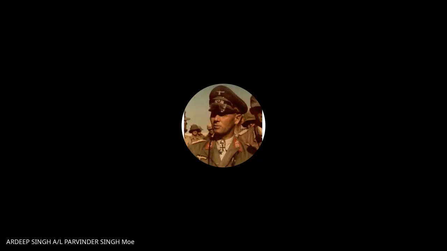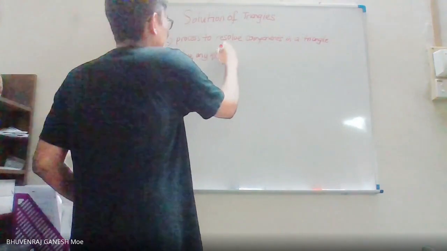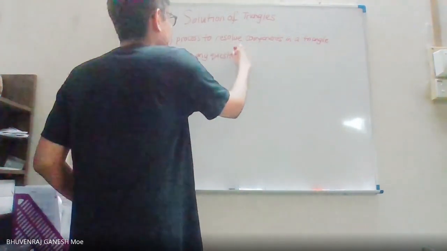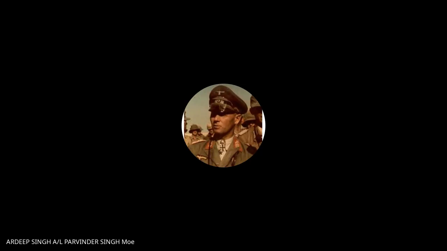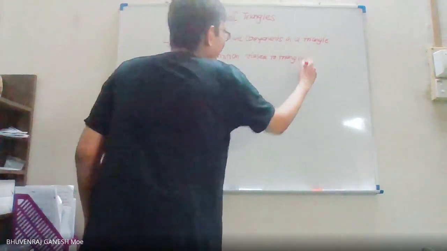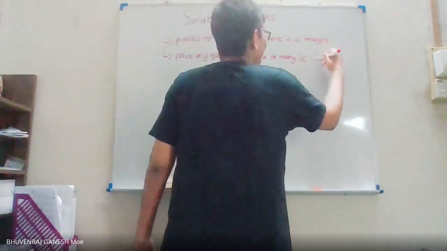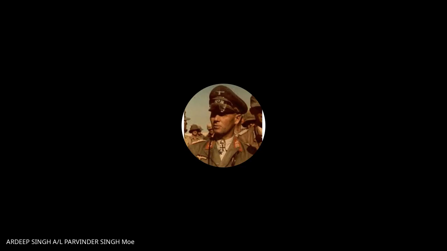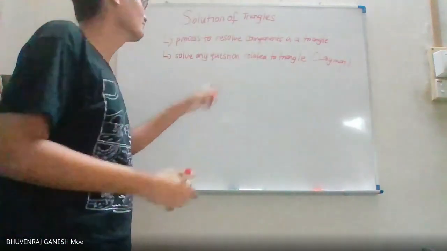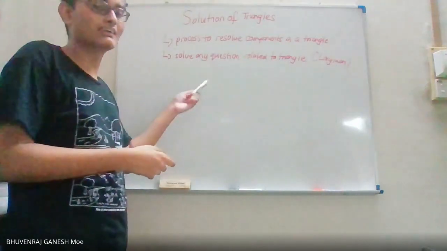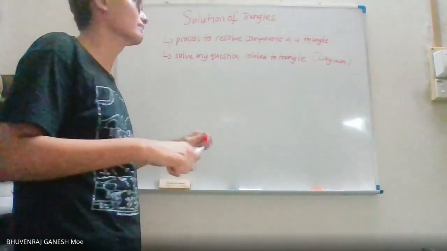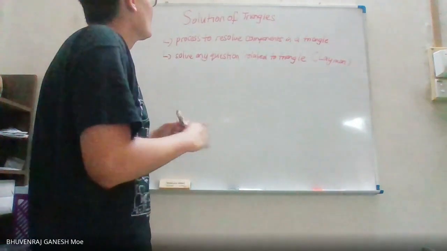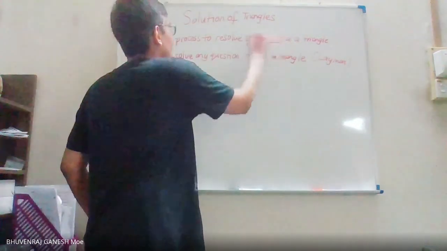Just make it professional English: solve any question related to triangles. Solving the mumbo jumbo of chapter 9. This one I will call the layman definition. Anyone can understand. Even if you tell this to a person who did not learn maths, they can understand what you're trying to say. So when we say components of a triangle, you want to resolve them.